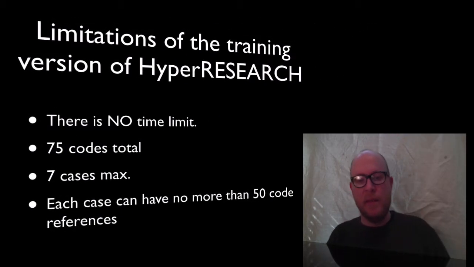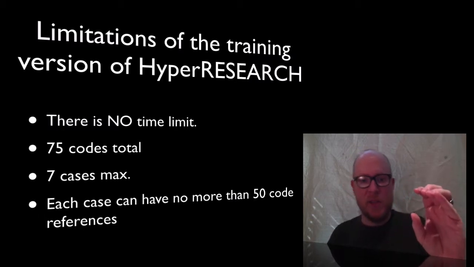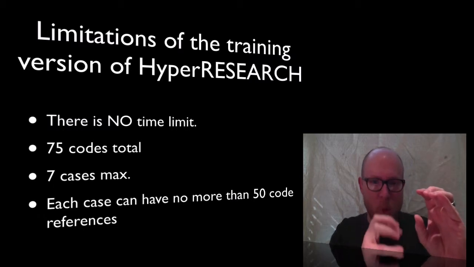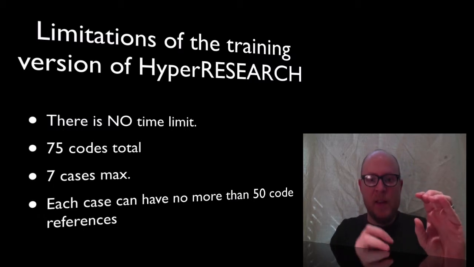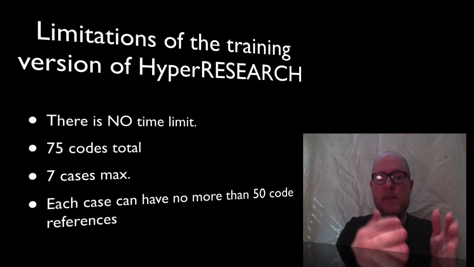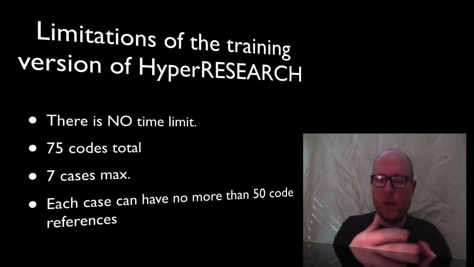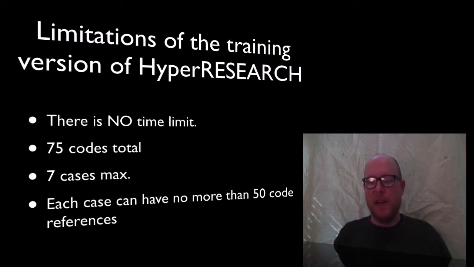And each case can have no more than 50 code references. So if, say, you've got 3 cases, 1 teacher apiece, for teacher 1 you can't actually use more than 50 codes, but over all 3 of those cases you can have a total of 75 different codes, but not more than 50 code instances or quotations that have been picked out in any particular case. That is probably the strictest of the limitations.